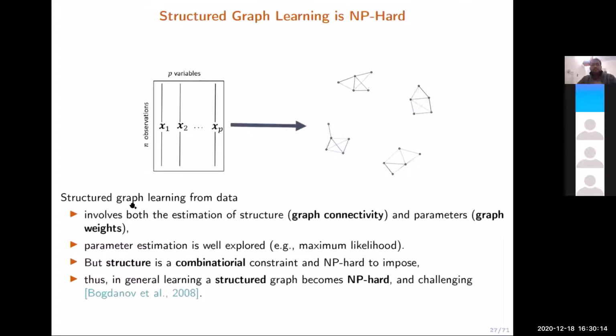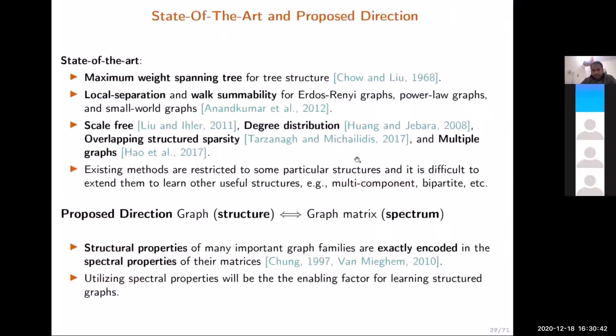But structured graph learning from data involves both estimation of the structure, which is the connectivity pattern, how the nodes are connected, and also the weights. The parameter estimation is well explored. We can do it via maximum likelihood or other approaches. But the connectivity is a combinatorial constraint, and satisfying both simultaneously is difficult. So in general, learning a structured graph becomes NP hard and challenging. So what are the different approaches? There are a lot of papers, and most of the works are actually approximate methods.